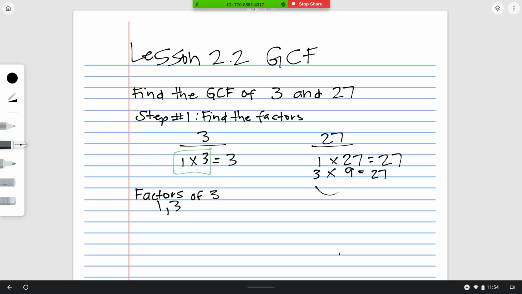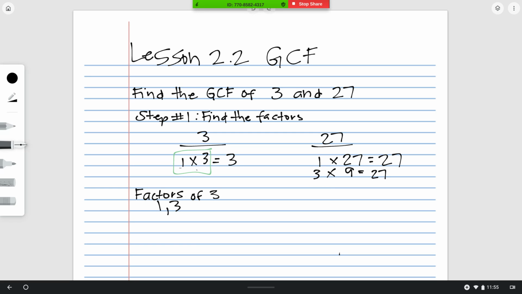Now I have to keep going because between 3 and 9 there are a lot of numbers. So let's go ahead and double check. Does 4 times something give me 27? If I take 4 and I run it across my multiplication table, do you see 27? Nope. All right, let me back up here. What about 5 times something? Will 5 times something give me 27? Nope. Okay. Still got to keep going.